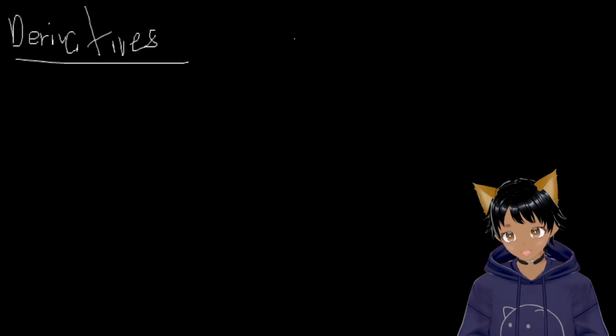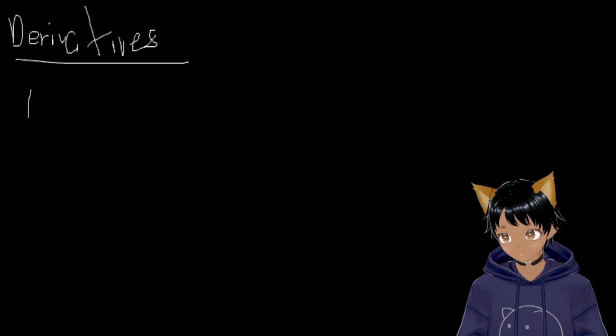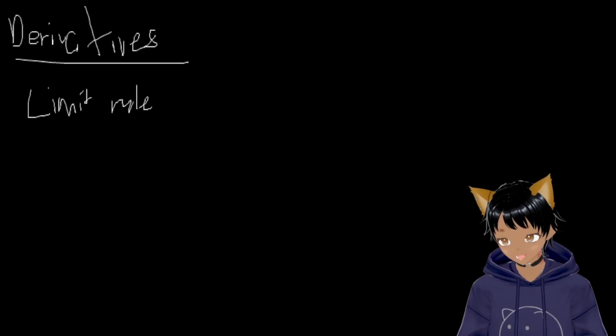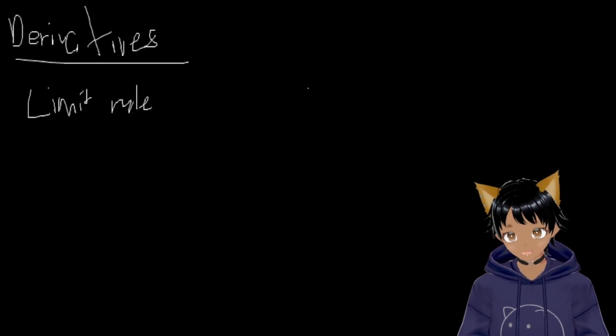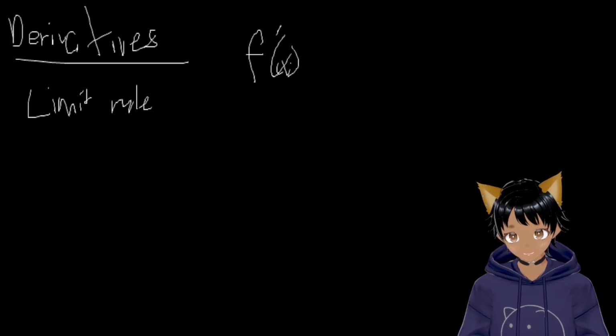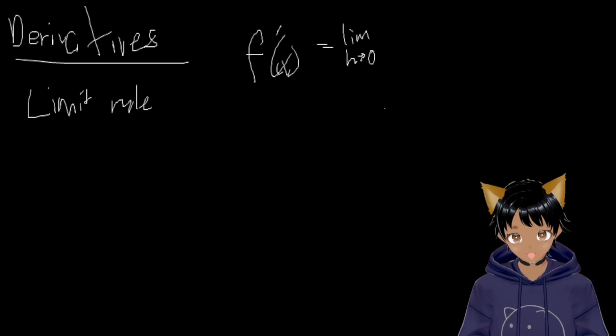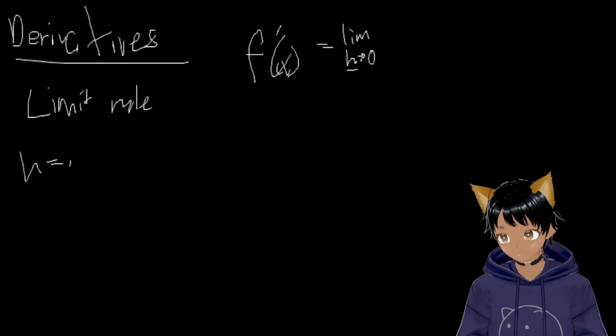There are a lot of rules you can use, and a lot of instances where you might have to use them. However, I think I'll just visit the limit rule. The limit rule is the instance where, to find the derivative of a function f, you have to use the limit as h goes to 0. H, in better words, is a small increment of change in x.